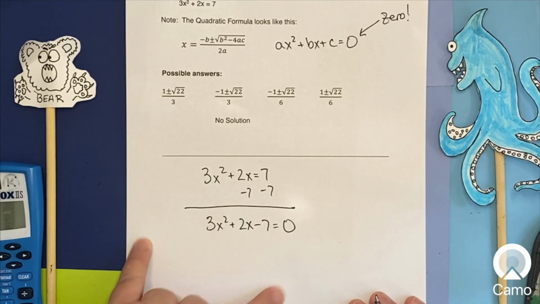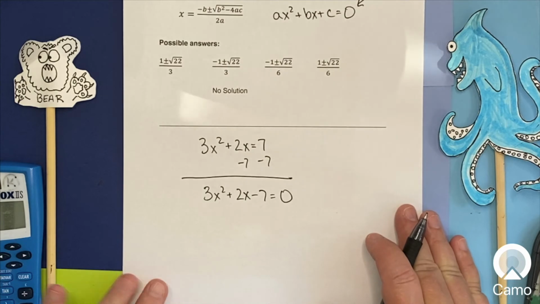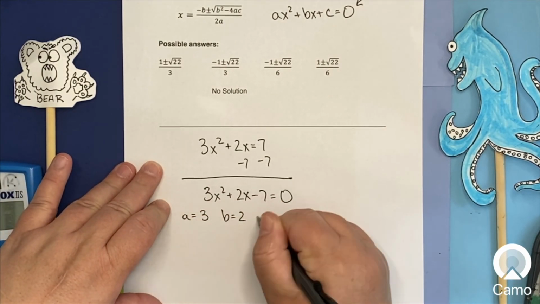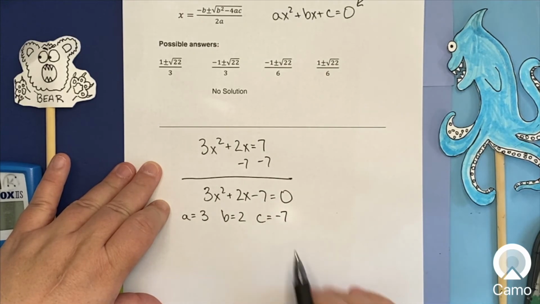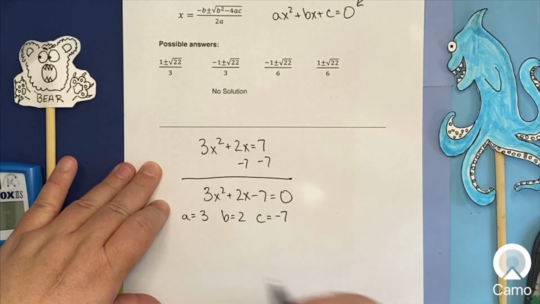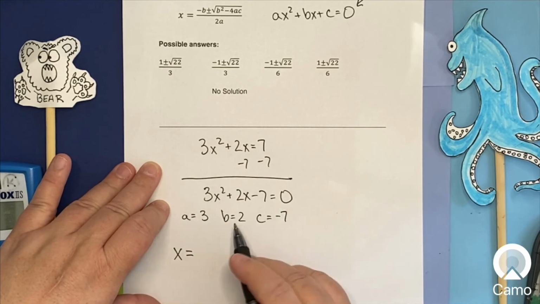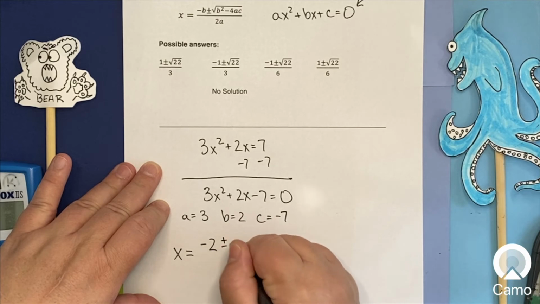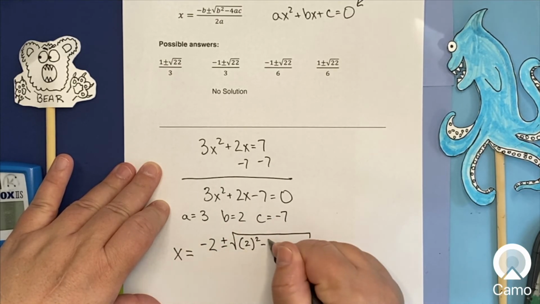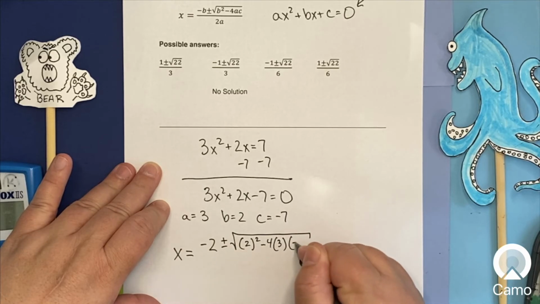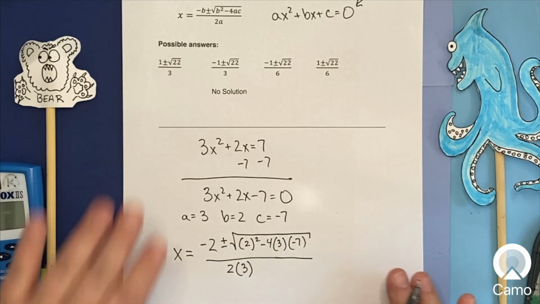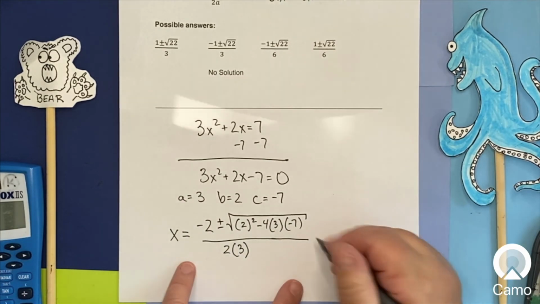Woohoo! Now we use the quadratic formula. A equals 3, b equals 2, c equals -7. That's really important because we had to move the 7 onto the left side. X equals the opposite of b plus or minus the square root of b squared minus 4 times a times c, all over 2 times a. Okay, so let's see if we can make this look pretty.